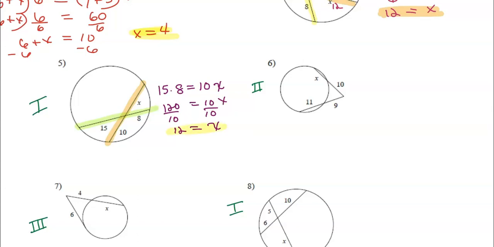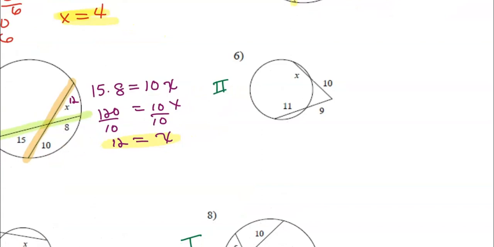Now let's do the check. To do the check, I'm going to plug in the 12 over here. And I'm going to say, is it true that 10 times 12 does equal 15 times 8? Well, I know that 10 times 12 is 120, and I also know that 15 times 8 is 120, so the check works. Okay, moving on to question number 6.